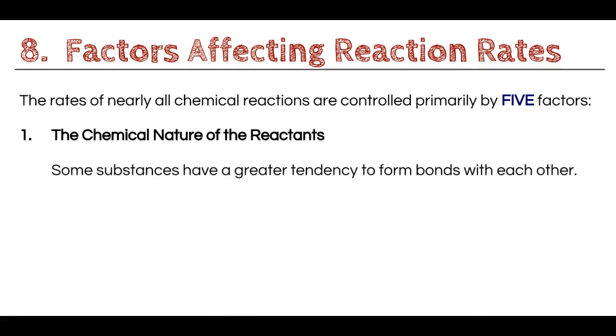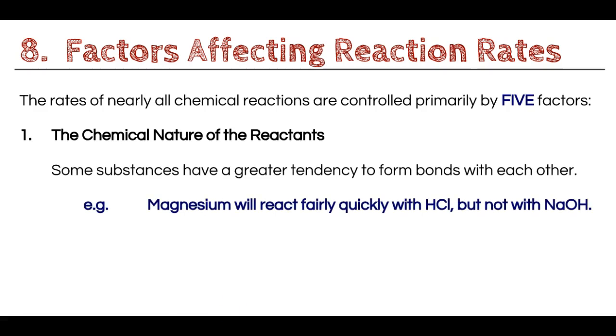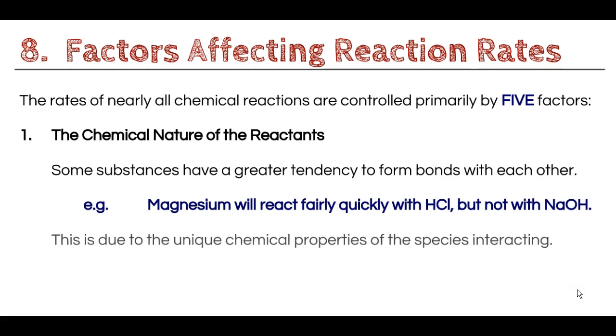A good example of this would be knowing that alkali metals and alkali earth metals such as magnesium will react fairly quickly with hydrochloric acid. We'll see some bubbles of hydrogen gas being produced. But if we were to take that same magnesium and put it in sodium hydroxide, we would see no reaction happen there. And that's just the nature of those materials and whether they interact or not. Essentially, we can narrow that down to the unique chemical properties of the particular materials that are interacting.